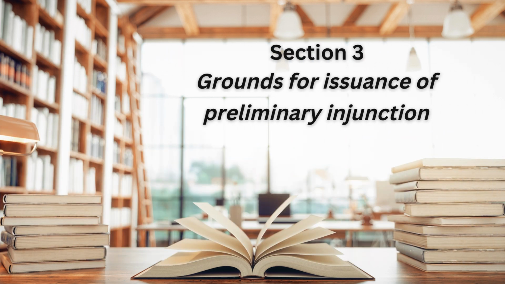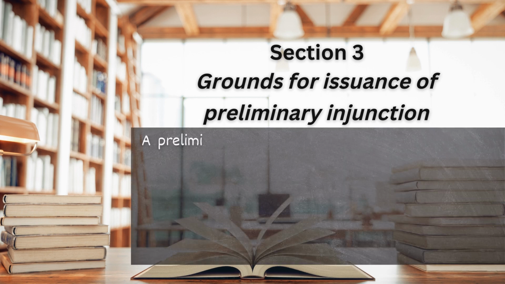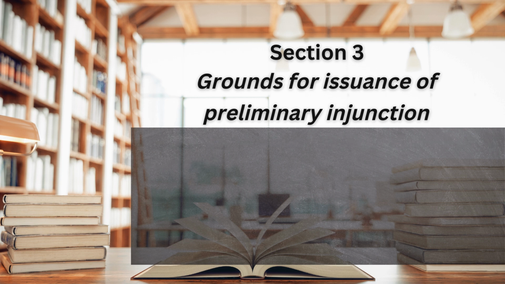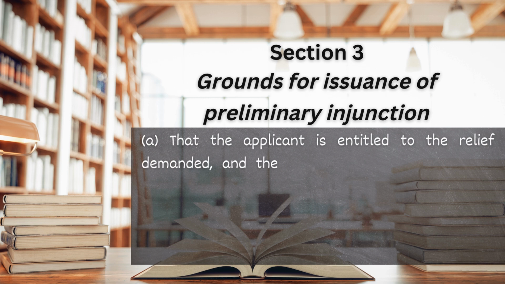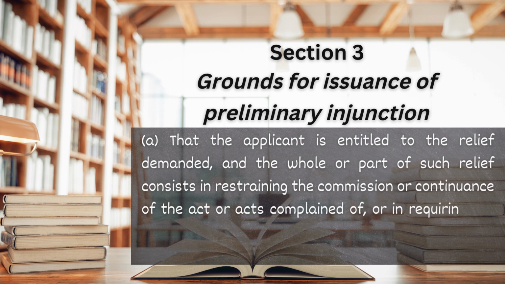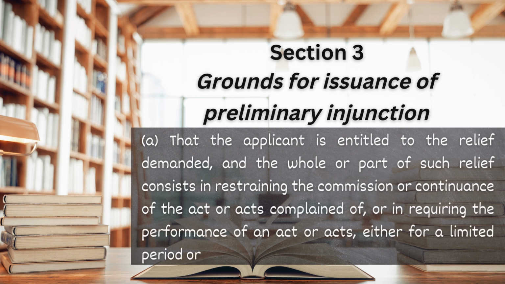Section 3. Grounds for issuance of preliminary injunction. A preliminary injunction may be granted when it is established that the applicant is entitled to the relief demanded, and the whole or part of such relief consists in restraining the commission or continuance of the act or acts complained of, or in requiring the performance of an act or acts either for a limited period or perpetually.